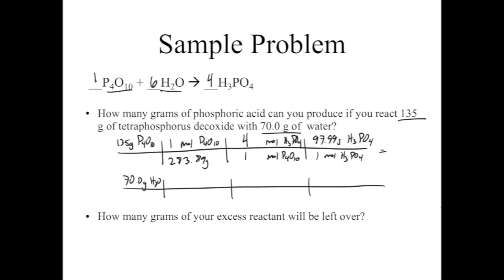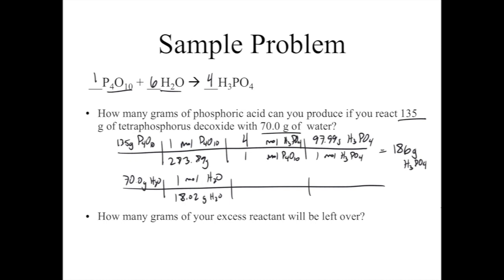If I multiply 135 divided by 283.89 times 4 times 97.99, I get a final answer, to 3 significant figures, of 186 grams. Now I'm going to do the same thing for the bottom. I'm going to take the grams of H2O, and I'm also going to solve for mass of H3PO4. So first I'm going to divide by the molar mass of water, which is 18.02 grams on the bottom and 1 mole on top.